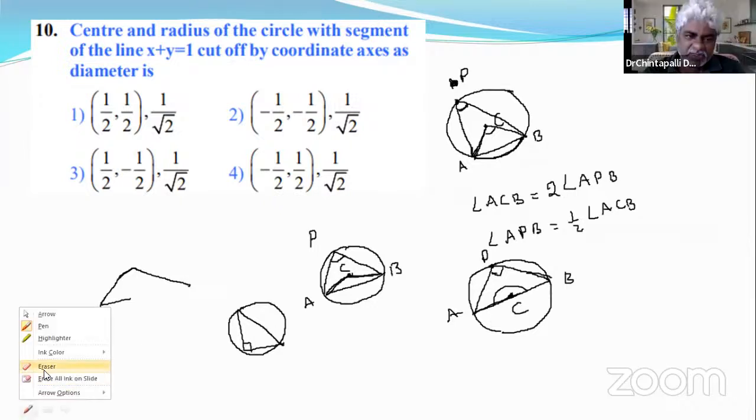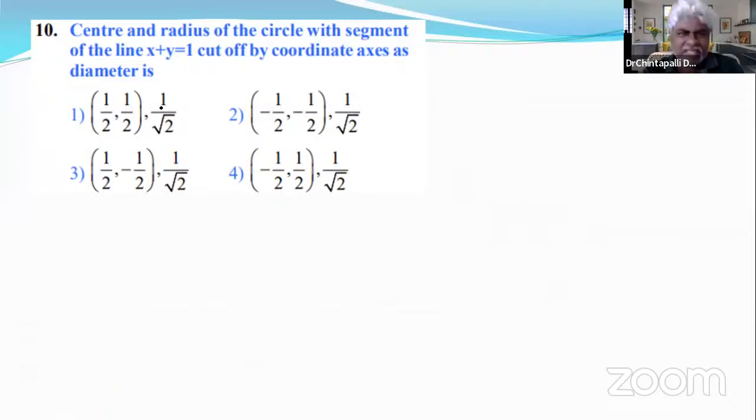Now let us use this concept in this question. In this question, find the center and radius of the circle with the segment of the line x plus y equal to 1 cut off by the coordinate axes as diameter. That means it is the x-axis, it is the y-axis.